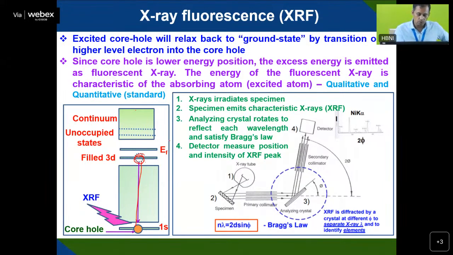Once the core electron goes out, a higher level electron will come to the ground state. Since the core electron is at a lower energy position, the excess energy is emitted. This is called fluorescence X-ray. Here, X-ray is falling, this electron goes out, and a vacant site is created, and that vacancy is filled by a higher energy orbital. So the electron from 3D comes here, but the energy of this higher orbital is higher than the lower one, so the excess energy is released as X-ray fluorescence.